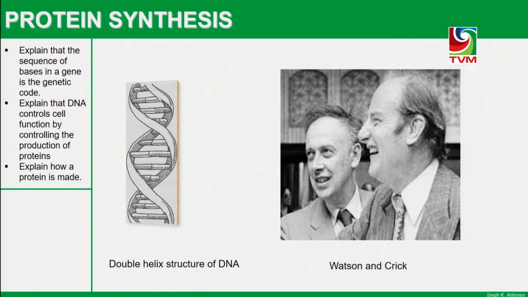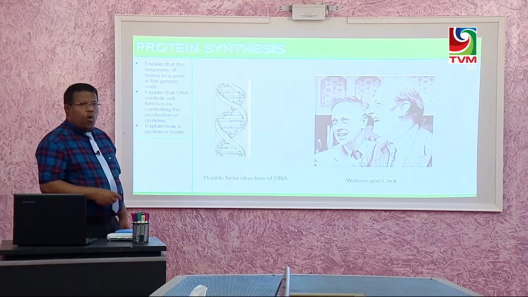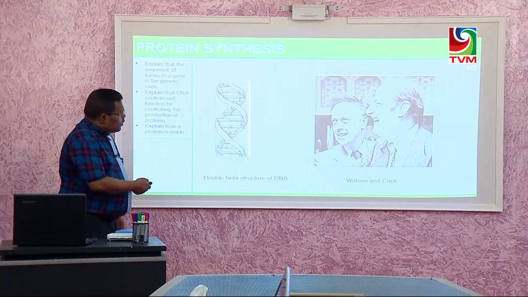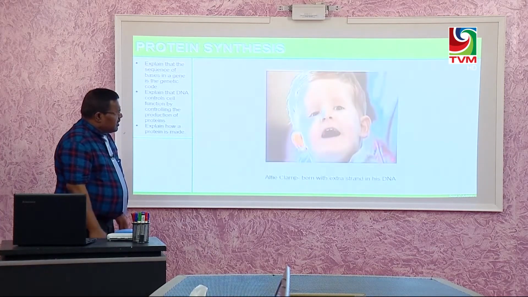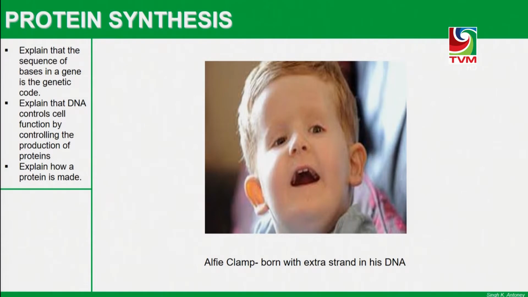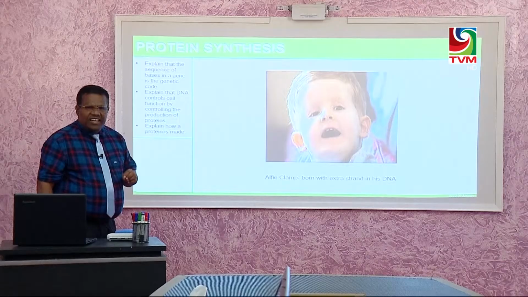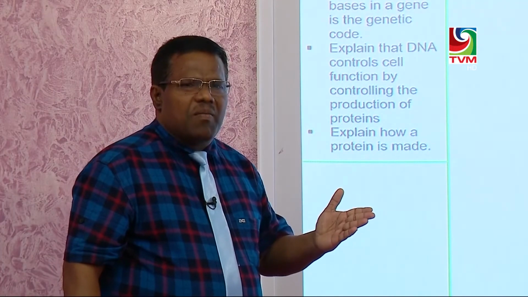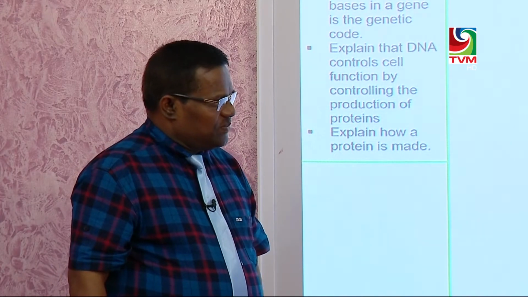In 2009, a boy was born in England who has an extra strand in the DNA. His name is Alfie Clamp, and he is the only human to have an extra strand in the DNA, particularly in the 7th chromosome. And they say it is an extra arm to the chromosome.